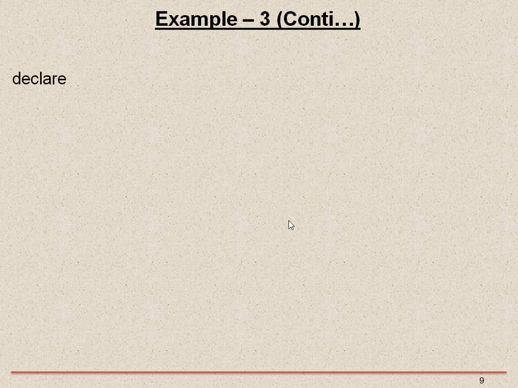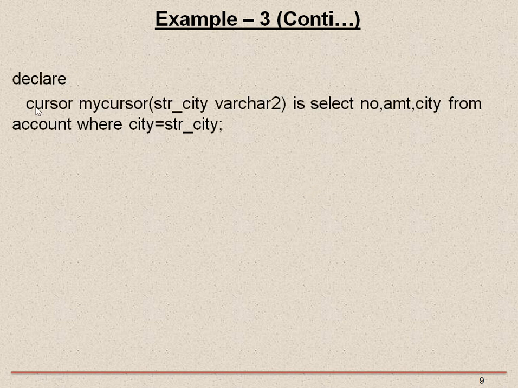So first you have to declare the cursor. I'm mentioning the cursor name. Here I am passing parameters, so sometimes it is also known as a parameterized cursor because it takes a parameter. And what is the parameter? It is a city name, string city, and its type is varchar.